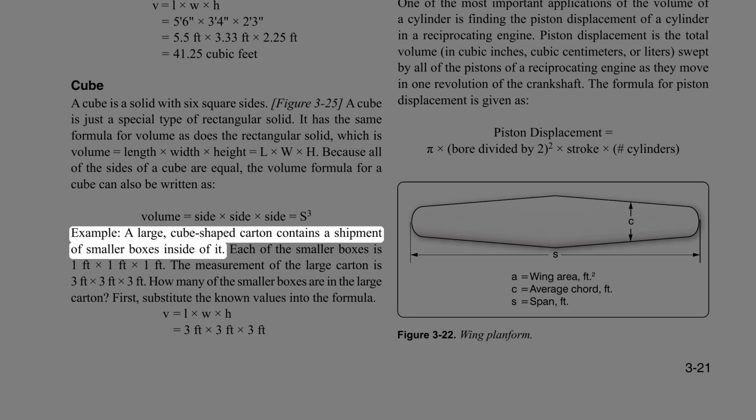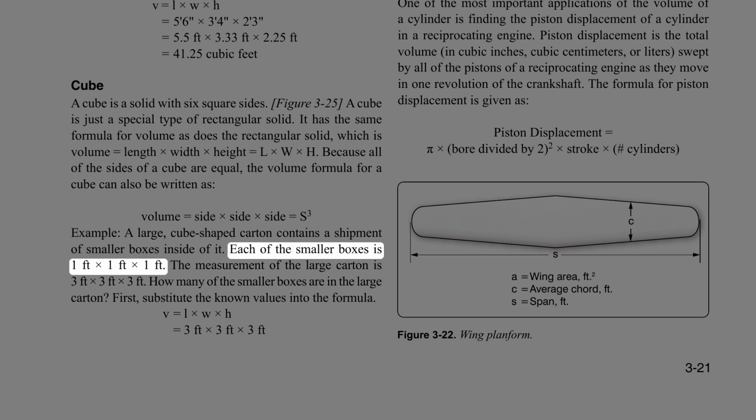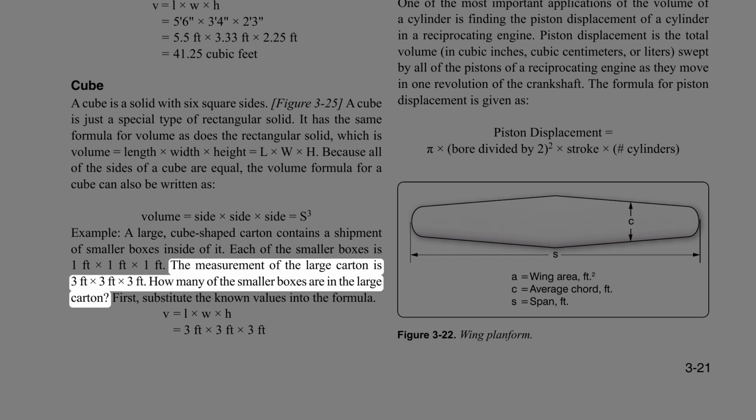Example. A large, cube-shaped carton contains a shipment of smaller boxes inside of it. Each of the smaller boxes is 1 foot times 1 foot times 1 foot. The measurement of the large carton is 3 feet times 3 feet times 3 feet. How many of the smaller boxes are in the large carton?